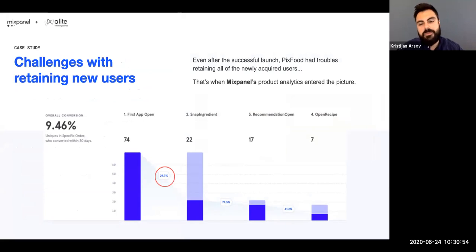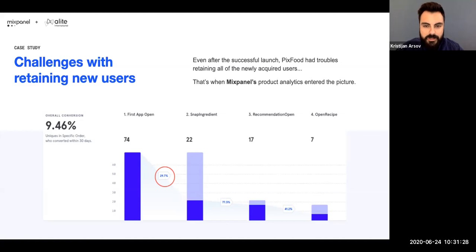And that's when Mixpanel actually entered the picture. So using Mixpanel's funnels and flow module, we were able to notice that we were seeing a huge drop-off of users right after they open the app and before they make the next step in their journey, which was taking a photo of an ingredient. And this was really bugging us because we had designed this really nice onboarding tutorial that explained the app to the users, explained the value and why they need to take a photo to get a recipe recommendation.